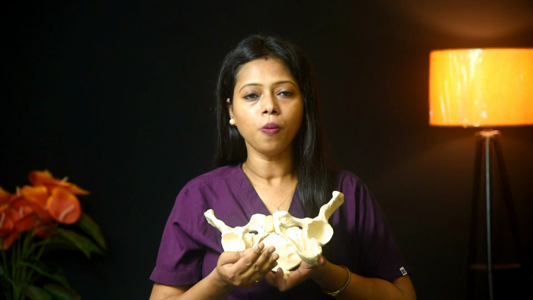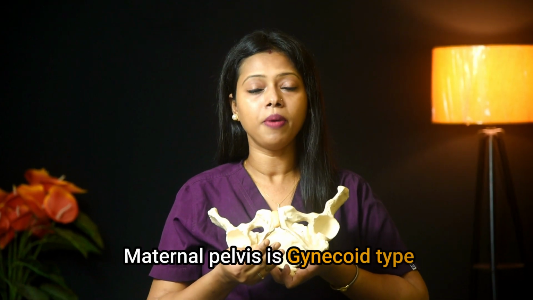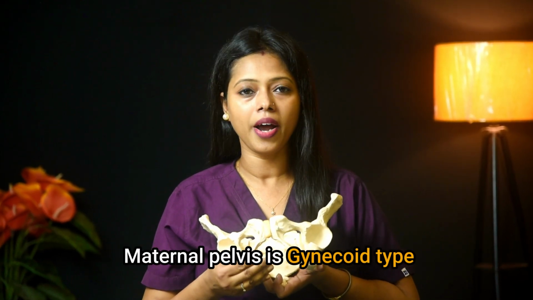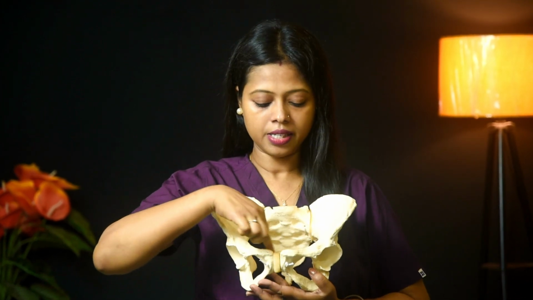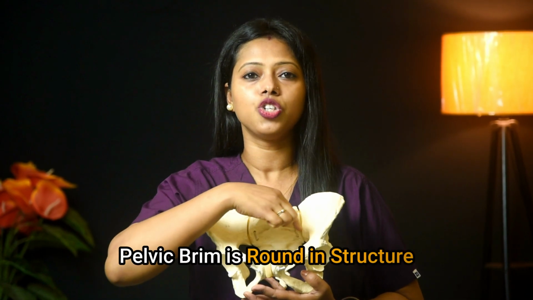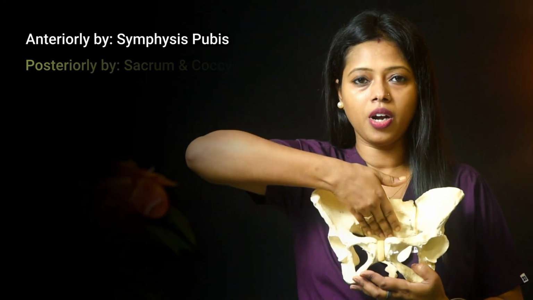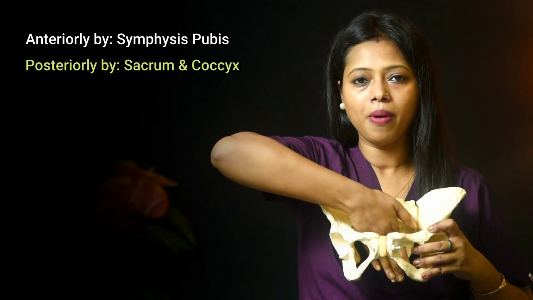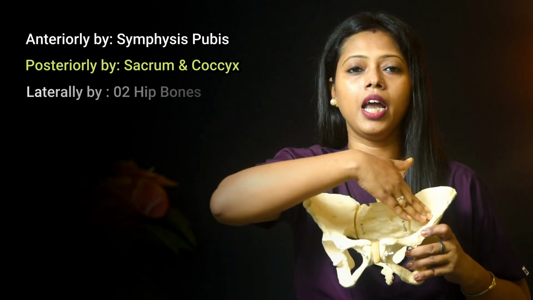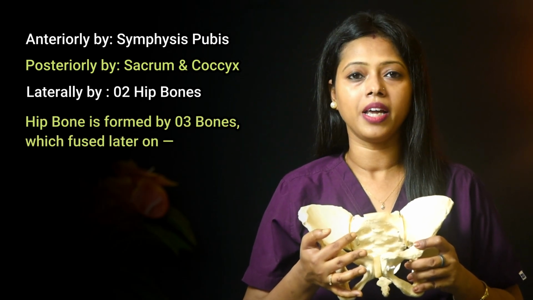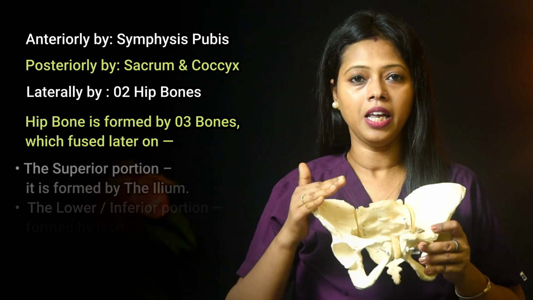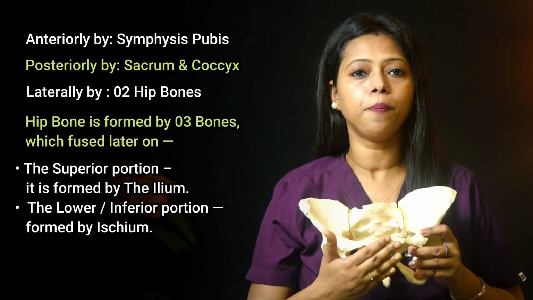So, the maternal pelvis or the female pelvis is generally gynecoid in type, and the pelvic brim is round in shape. Structurally, anteriorly it is formed by the symphysis pubis, posteriorly by the sacrum and the coccyx, and laterally by the hip bone. And the hip bone is again formed by three bones, that is ilium, ischium and pubis.